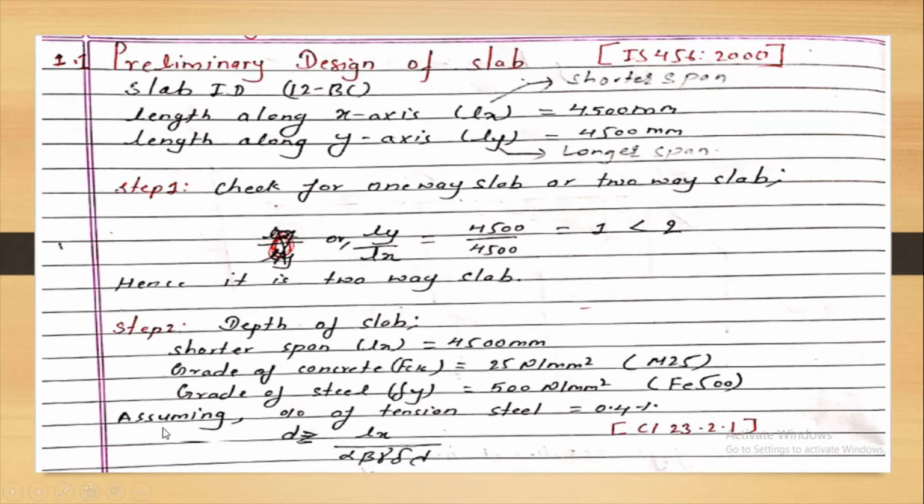Here I'm assuming the percentage of tension steel is equal to 0.4 percent. Remember guys, I'm assuming tension steel, not compression steel. And these relations are from the deflection criteria as per IS 456:2000 clause 23.2.1. Actually, I'm doing the preliminary design of slabs as per IS 456:2000. And D is greater than or equal to Lx by alpha, beta, gamma, delta, lambda. These relations are from the deflection criteria.